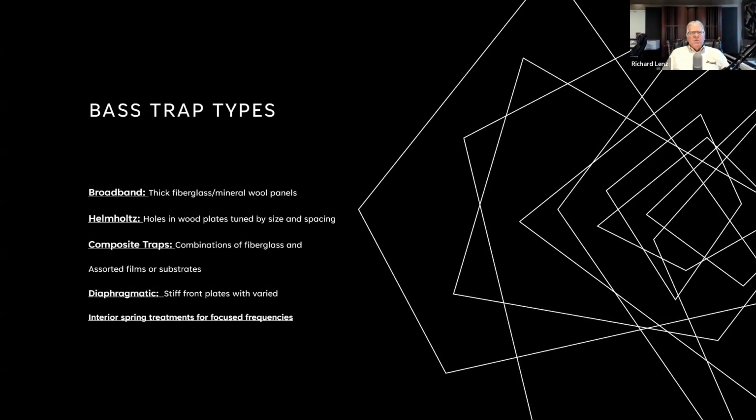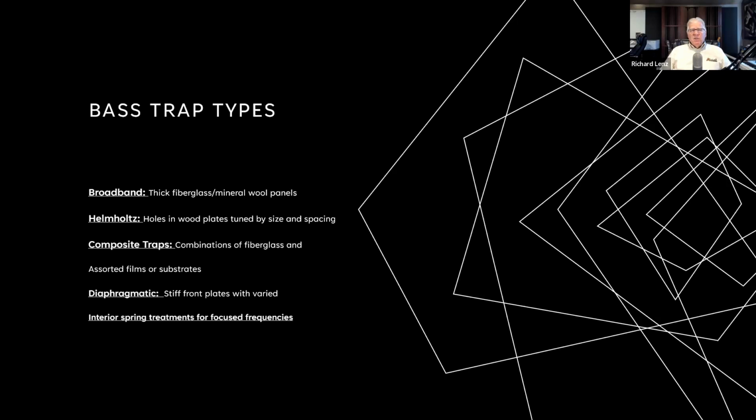So the first thing I wanted to talk about was the different types of bass traps, because it's important to note that this testing doesn't necessarily apply to everything. Broadband bass traps, as you well know, are thick fiberglass or mineral wool panels, used for broadband use. It's not just for low frequencies, but usually to extend a panel to low frequency spectrums. We all know about 4-inch panels, 6-inch panels, things like that. That's common. This really isn't dealing with that.